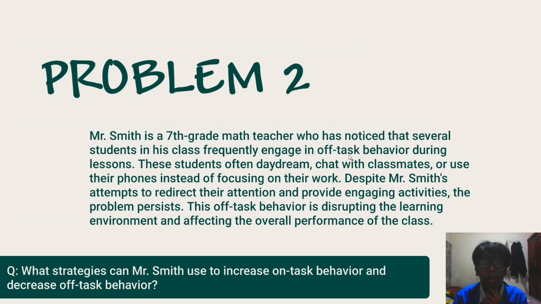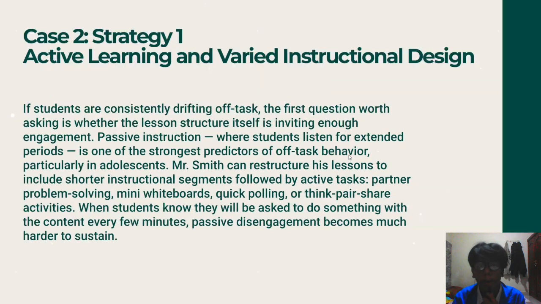Next, for problem 2, the problem is Mr. Smith is a 7th grade math teacher who has noticed that several students in his class frequently engage in off-task behavior during lessons. These students often daydream, chat with classmates, or use their phones instead of focusing on their work. Despite Mr. Smith's attempts to redirect their attention and provide engaging activities, the problem persists. This off-task behavior is disrupting the learning environment and affecting the overall performance of the class. The question is, what strategies can Mr. Smith use to increase on-task behavior and decrease off-task behavior?